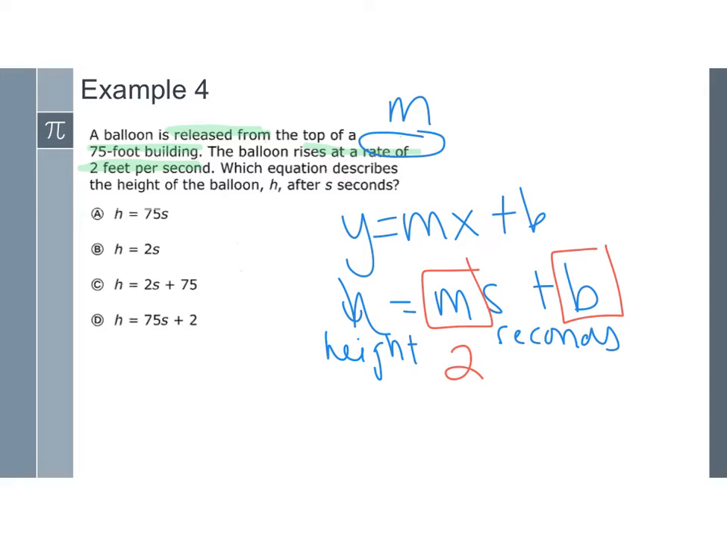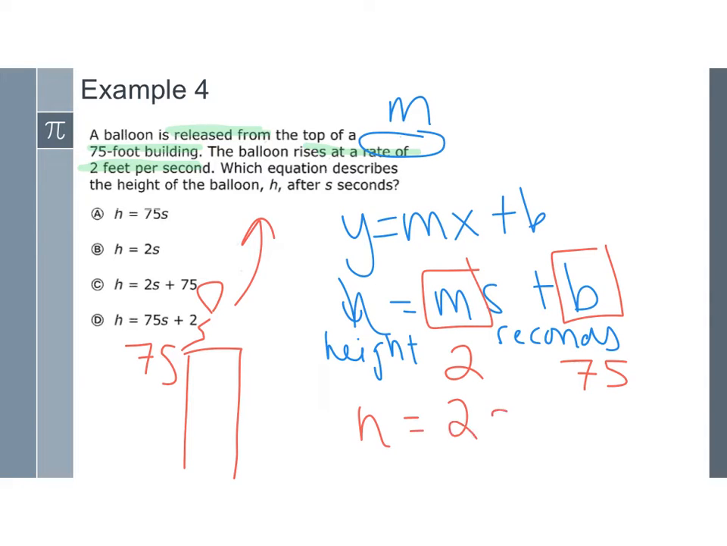Now remember, b is the y-intercept, which is where an equation starts. So if we think about this, the balloon started on the top of a 75-foot building, and then from there it's going up. So it actually started at 75 feet. So our b value would be 75. So we're looking for an equation that looks like h equals 2s plus 75, which looks like it would be C.